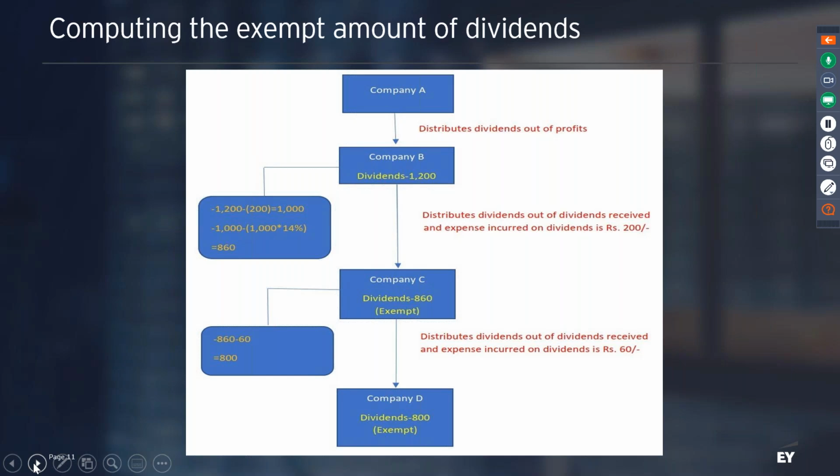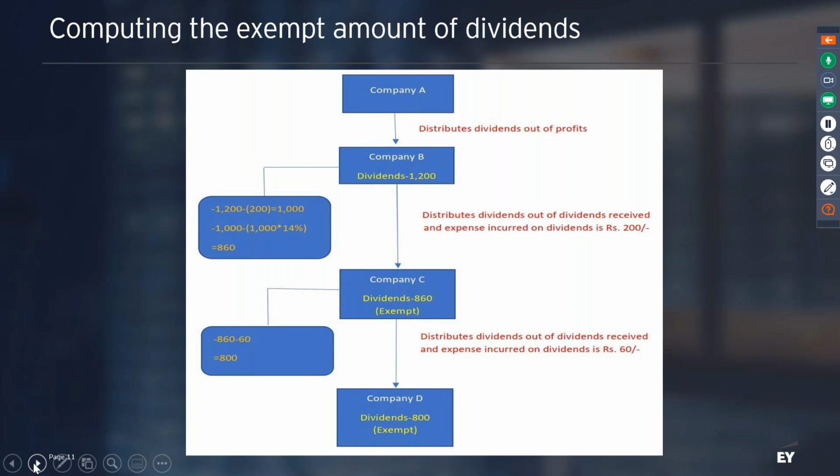So the first step is to calculate the gain from such income. They have to deduct the expense of rupees 200 from the gross dividend of 1,200 and arrive at the gain and profit of such dividend, that is 1,000, and then compute the tax liability of such gain by applying the rate of 14%. You can see my working here in the slide.